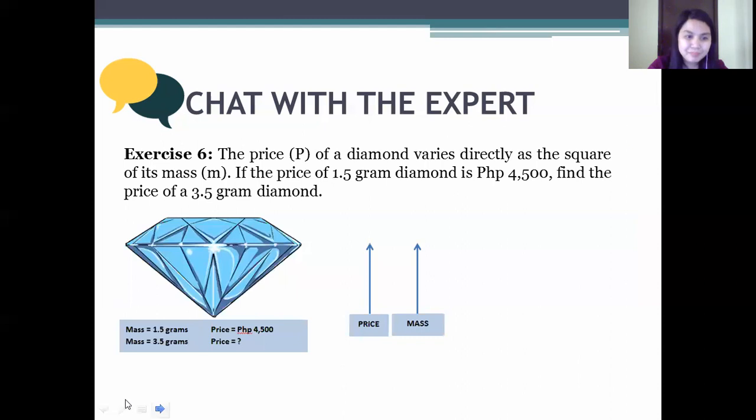Example, here. The price of a diamond varies directly as the square of its mass. So m squared. That's how we write it. If I say cube of its mass, then m cubed. Now, if the price of a 1.5 gram diamond is 4,500, what is the price of a 3.5 gram diamond?